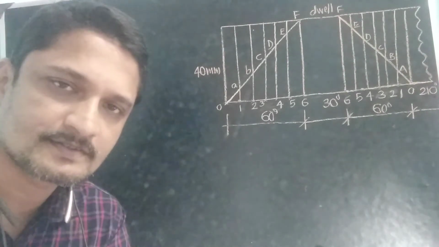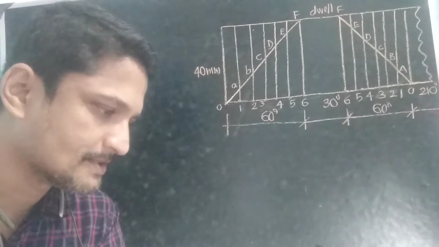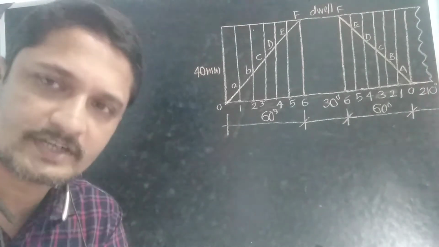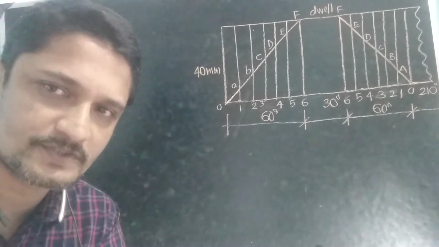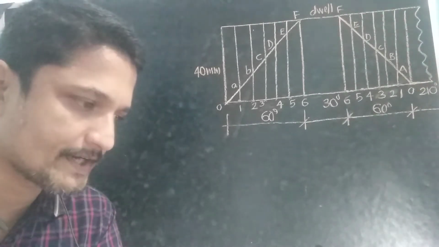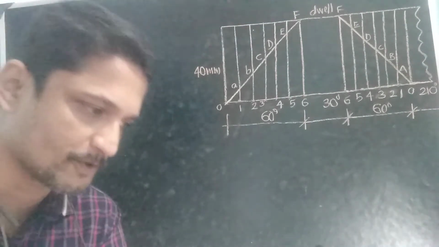Good morning. Today we will discuss the construction of a cam profile for a radial cam. We already discussed the first part of the question. I will read the question once again. A cam is given the following motion to a knife edge follower.